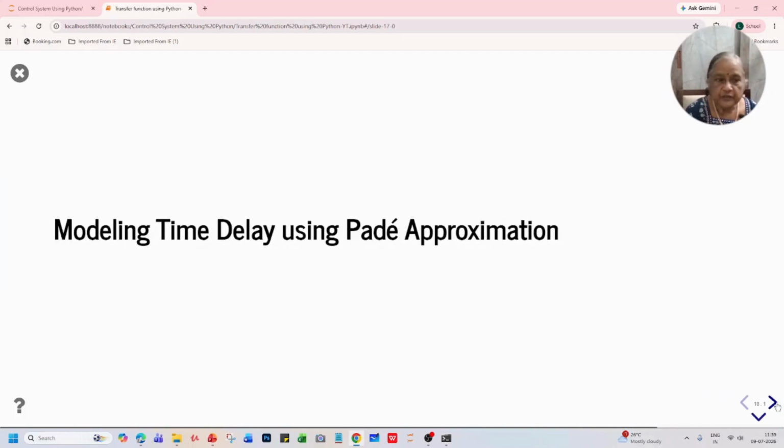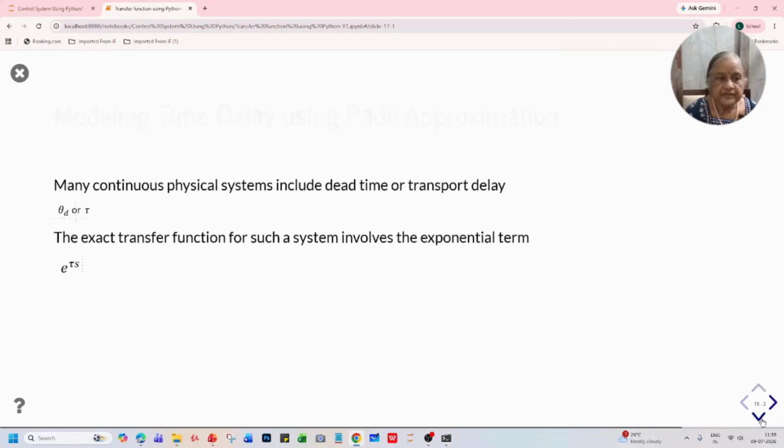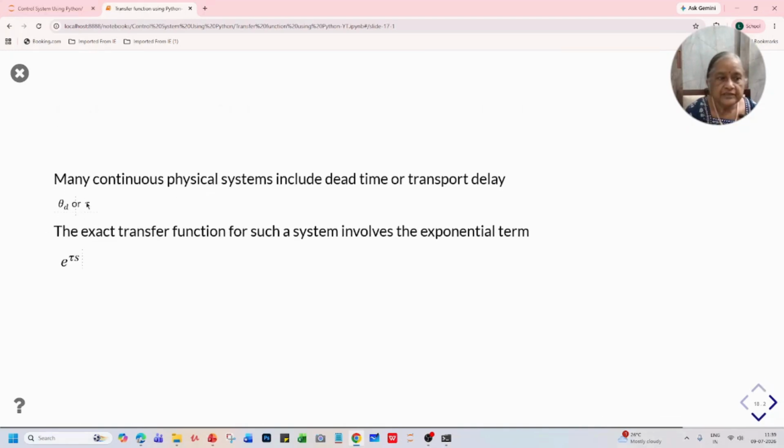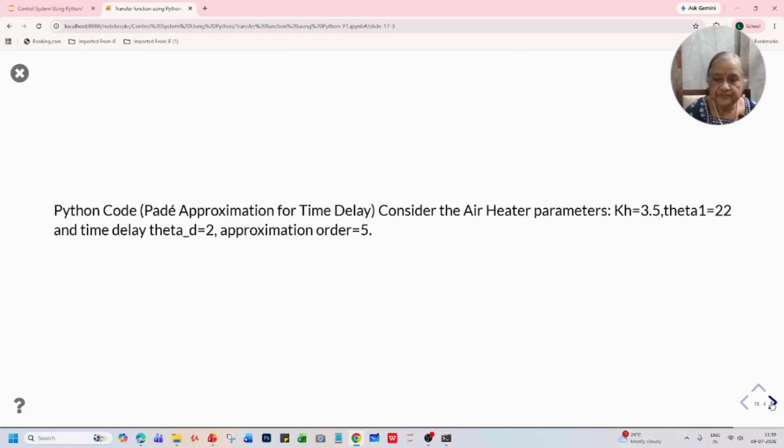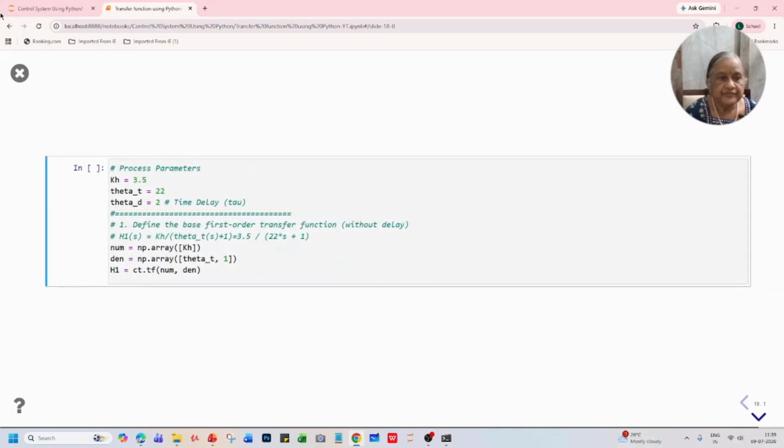Now, using Pade approximation, modeling the time delay. Let us suppose that tau is the time delay and the transfer function is e to the power of minus tau s for the time delay function. So let us have a transfer function h1 of s given by kh divided by theta_t into s plus 1.